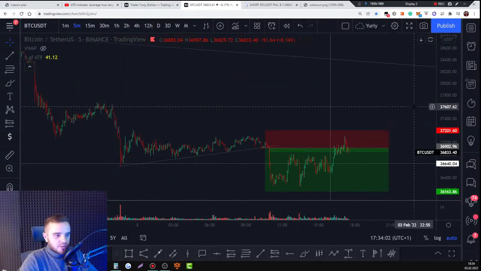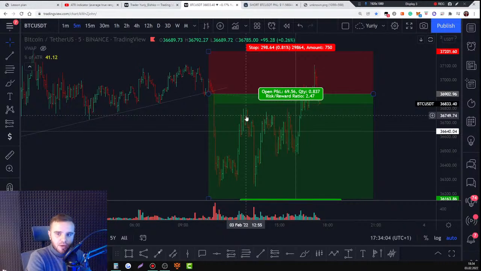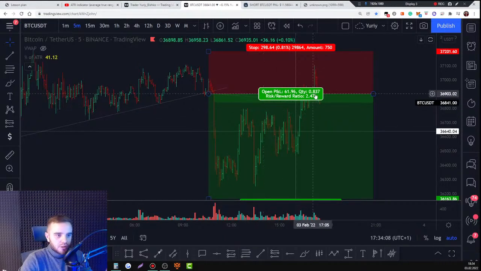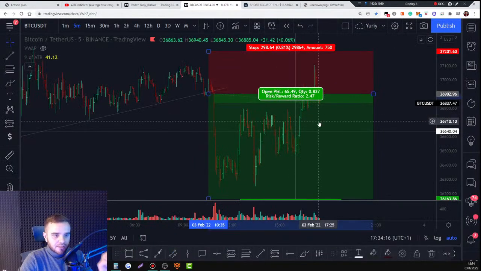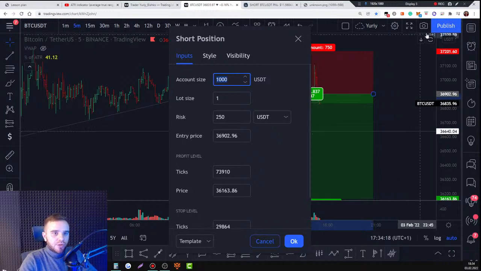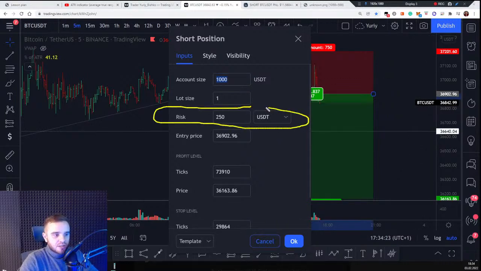Once more, my friends, when I took a trade with our community on the Bitcoin short, we took a 0.83 position size. But in TradingView, there is a special tool called risk.